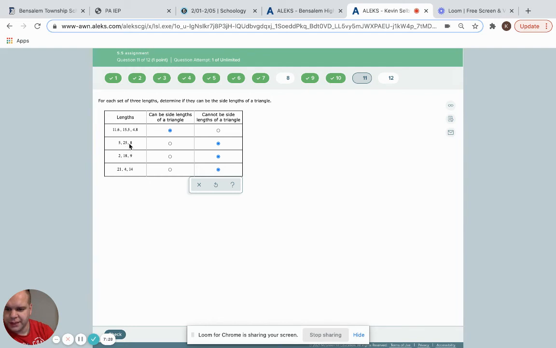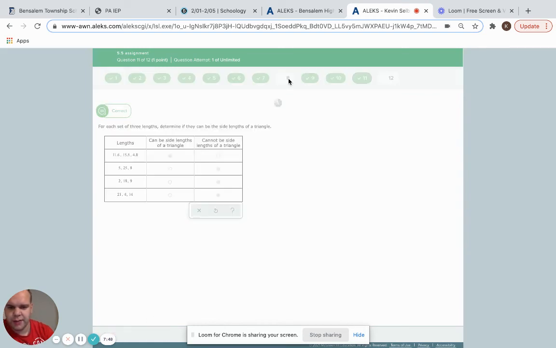5 plus 8 is 13. That's going to be less than 25. Remember, the third side, 25, cannot be larger than the first two sides added together, 5 and 8. 11.6 plus 4.8, that should come out to 16.4. All right, so that looks like that does work. Let's check it. Mr. Selby makes mistakes. All right, good. Got that one.